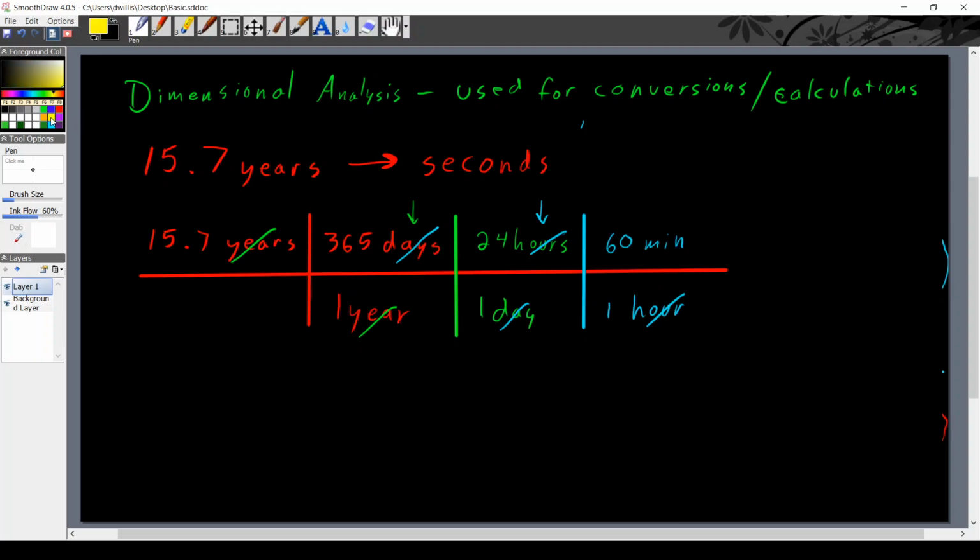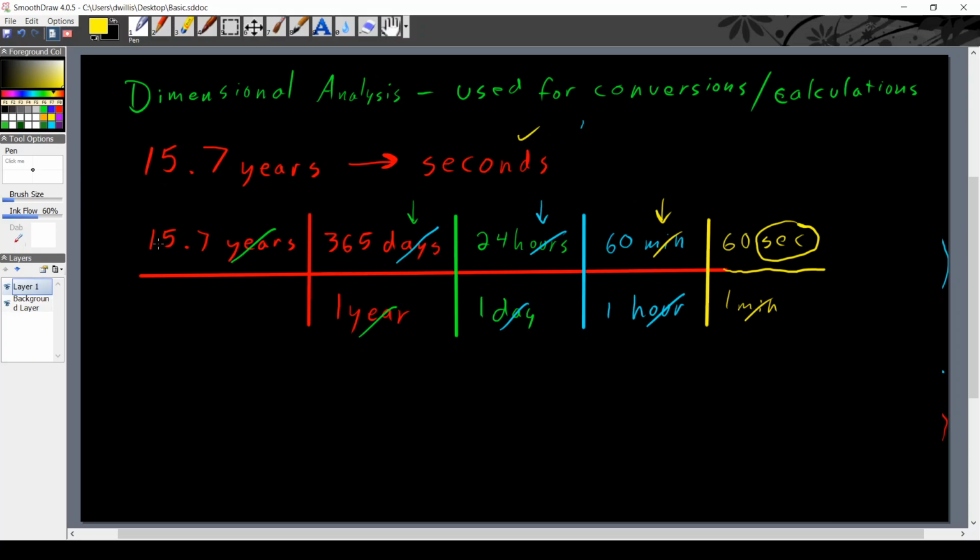And let's just keep switching colors because that's always entertaining. And now I'm down to minutes, so I need to put 1 minute. And I'm going to get rid of my minutes. Oh, what's that equivalent to? That's right, 60 seconds. Ooh, and so now I have finally made it to my goal.